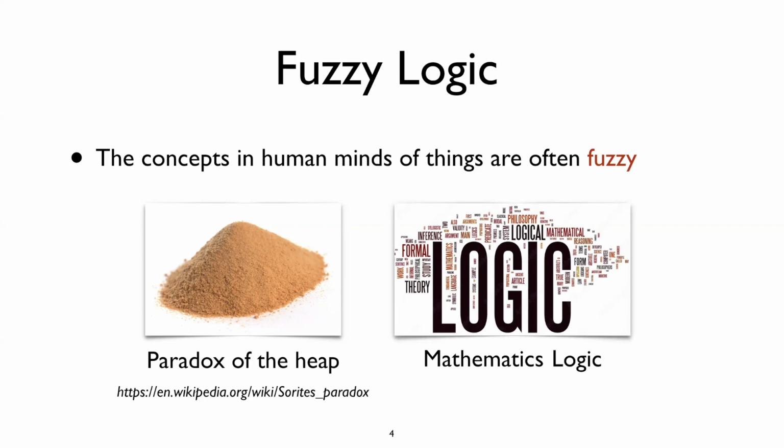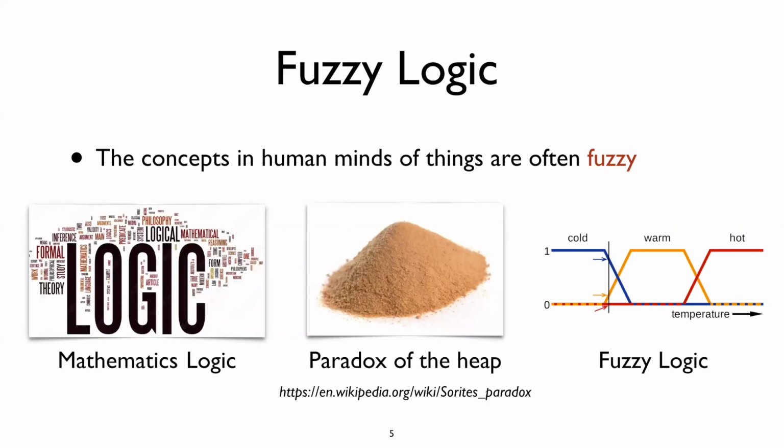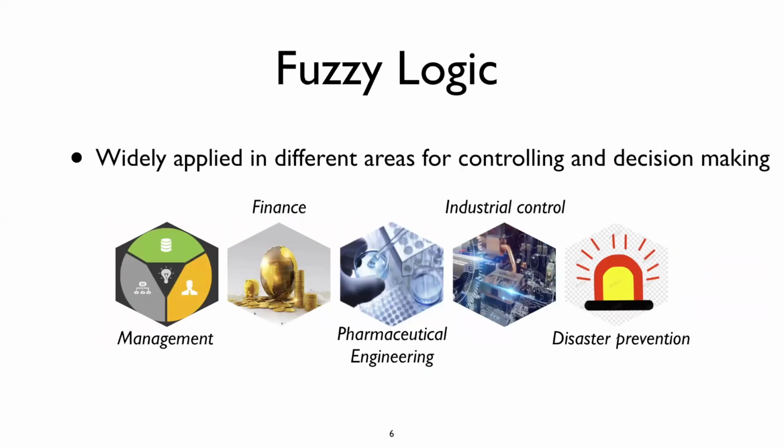Obviously, the traditional mathematical logic theory does not apply to this situation. So fuzzy logic appears. It allows an intermediate value between 0 and 1 to represent the truth or falsehood of a proposition. After several decades of development, fuzzy control has made great progress in theory, technology, and also in applications. It has been widely applied in different areas of controlling and decision making.